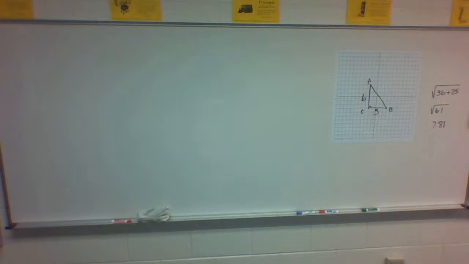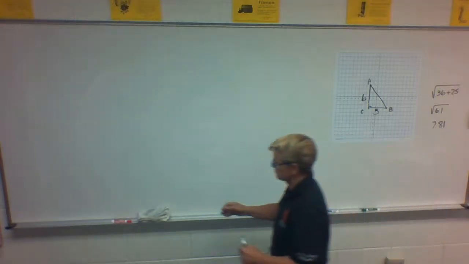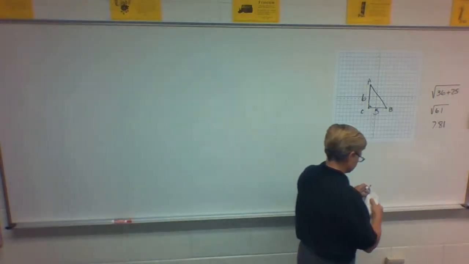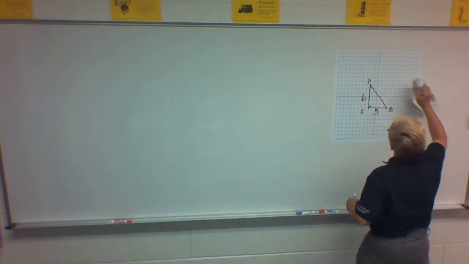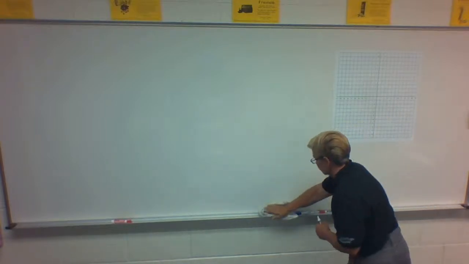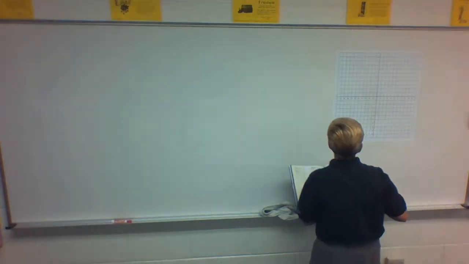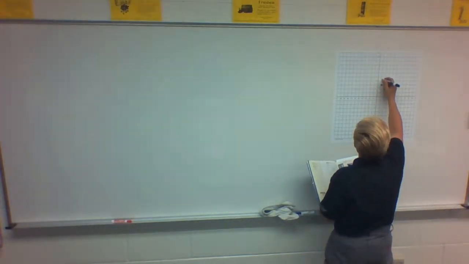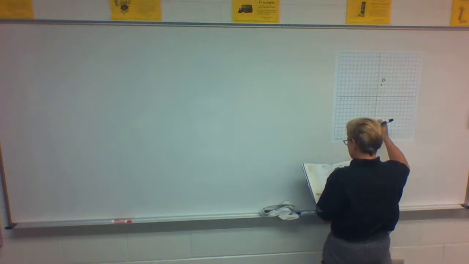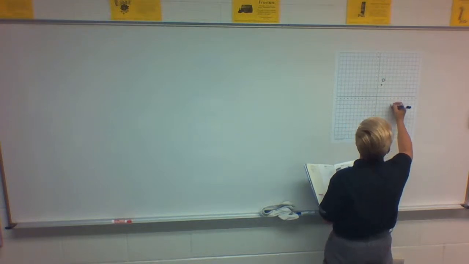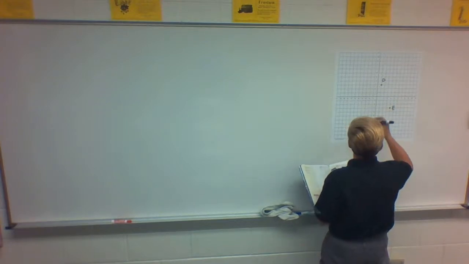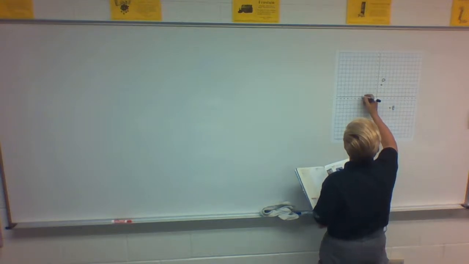The next one says find the area of triangle DEF whose vertices are these. I'm going to start over. Okay, so we start plotting again. You're going to do a lot of plotting of points today. It says D is 1, 3. E is 4, negative 3. F is negative 4, negative 3.